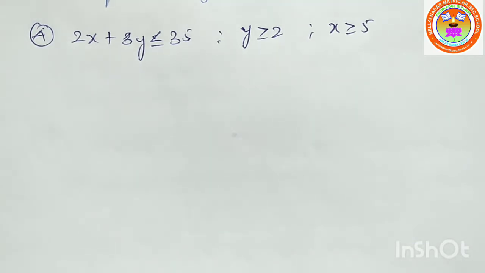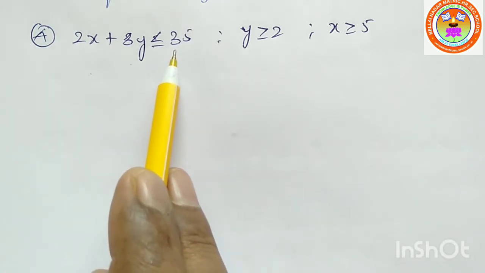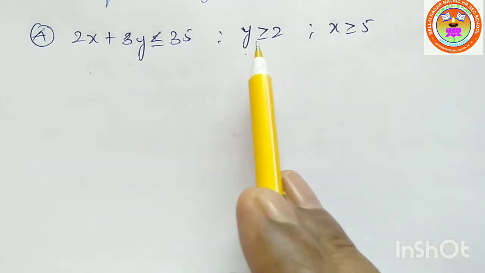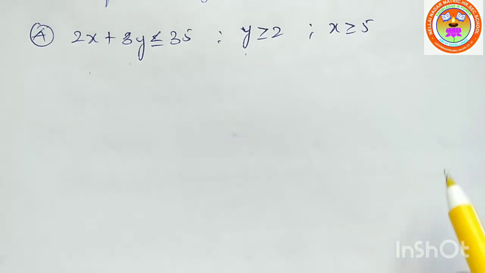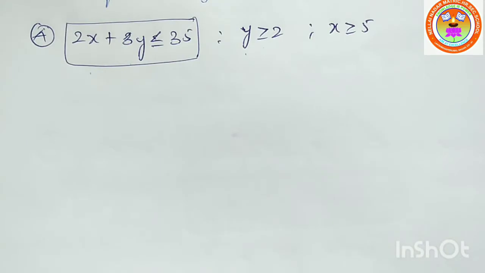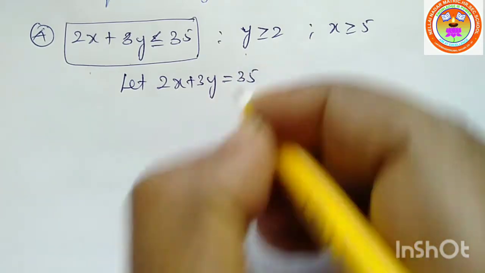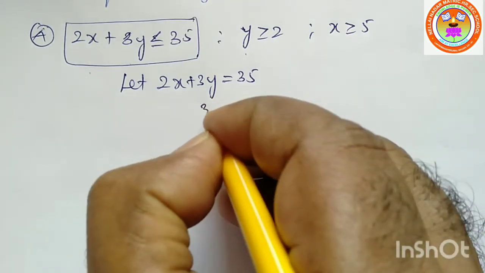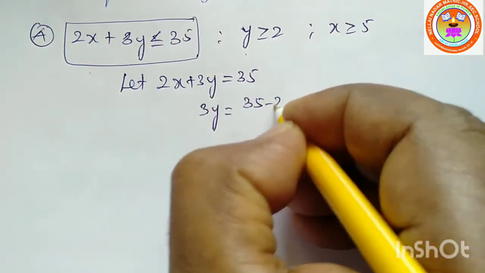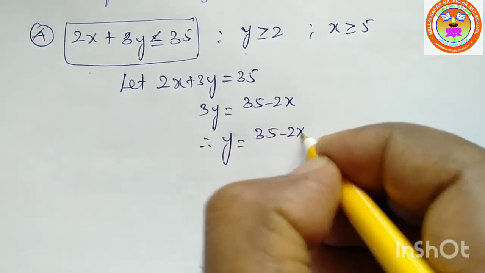See the next question. Question number 4. 2x plus 3y is less than or equal to 35. Y is greater than or equal to 2 and x is greater than or equal to 5. So first we are going to construct the table values for the first inequality. Let us take 2x plus 3y equal to 35. From this equation we are going to find the value of y. So 3y is equal to 35 minus 2x. Therefore, y is equal to (35 minus 2x) by 3.